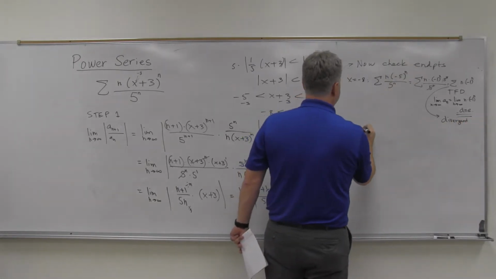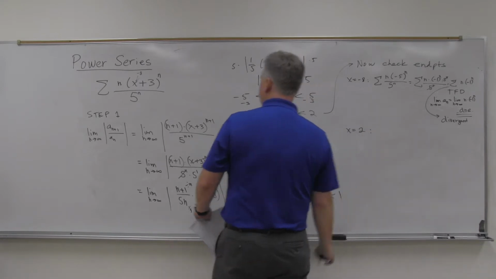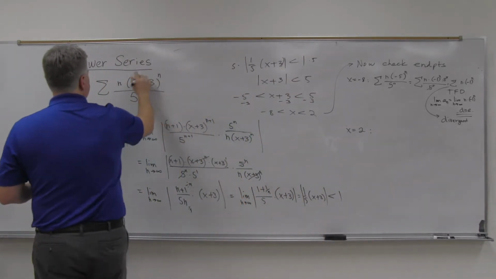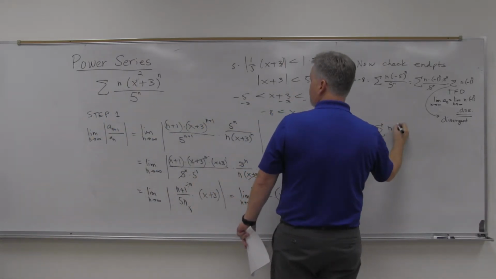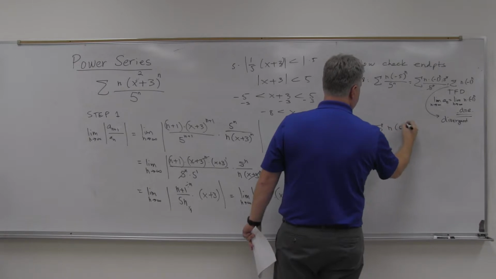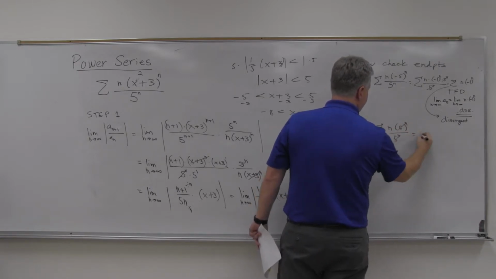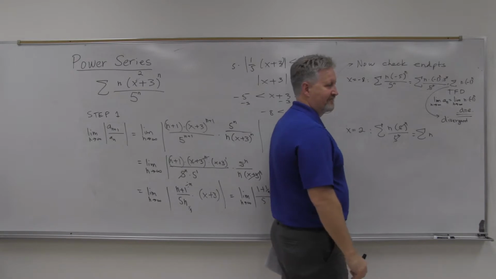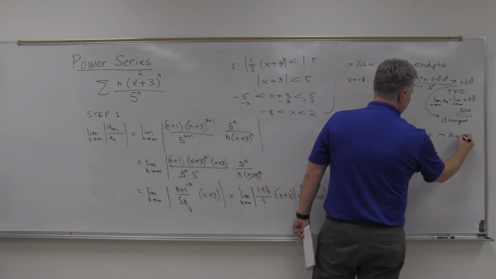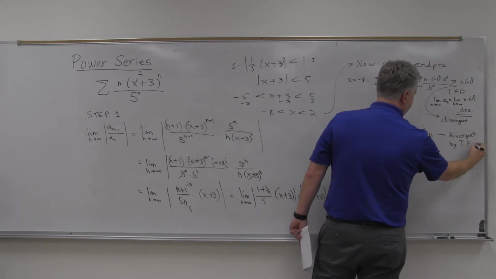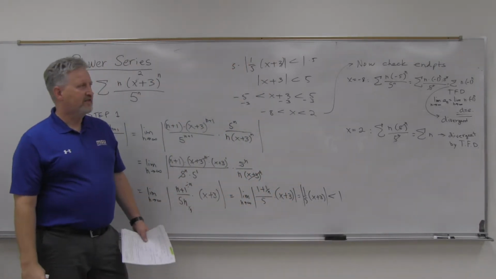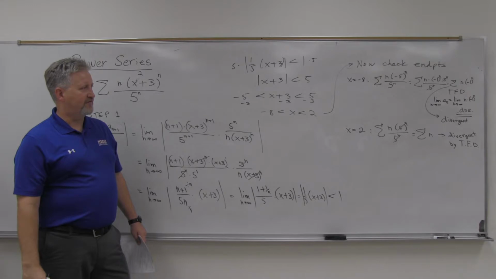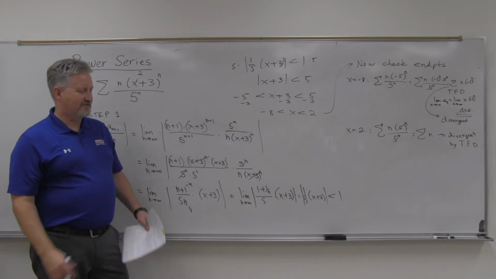All right, let's see what happens at the other endpoint, 2. So check x equals 2, so plug in x to be 2 there. So we have n times 5 to the n over 5 to the n. That's definitely divergent, isn't it? By the test for divergence. And one of the things, again, I'm looking for on these is what test you're using. Not just taking a guess in the dark. Tell me what test you're using.